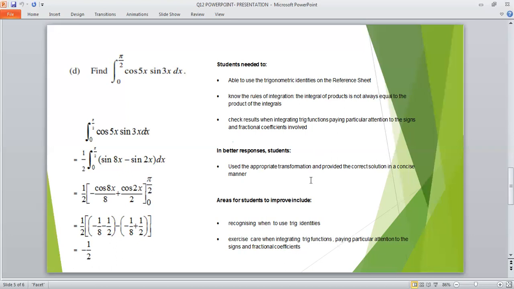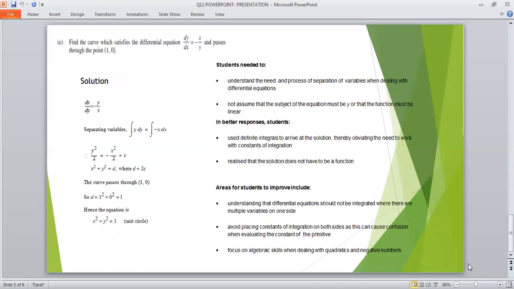Now in better responses, and this was reasonably well done actually, students used the appropriate transformation. They actually took the products and wrote them as sums and then did the correct solution in a concise manner. However, as far as the weaker students are concerned, the improvement needs to be made in recognizing when to use the trig identities from the reference sheet, and to exercise care when integrating trig functions, paying particular attention to signs and fractional coefficients. This was actually very badly done by some students.